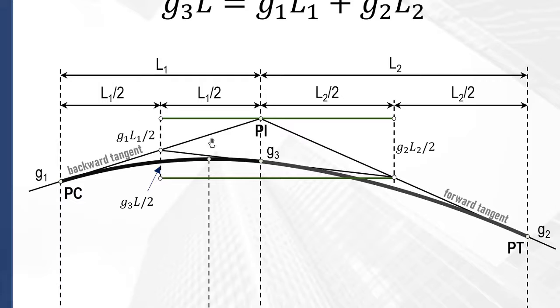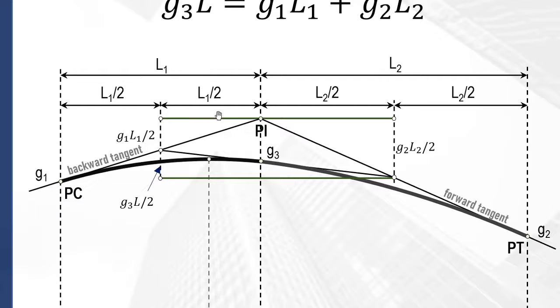So notice that the vertical offset distance from PI to the PI of the first curve, that is just the grade G1 times L1 over 2, considering this triangle. Okay? Now, on the right side, the vertical offset distance from PI to the PI on the second curve, that is G2, the grade of this tangent times L2 over 2. Now, considering this grade, the grade of this from PI of the first curve to the PI of the second curve, that is the G3.